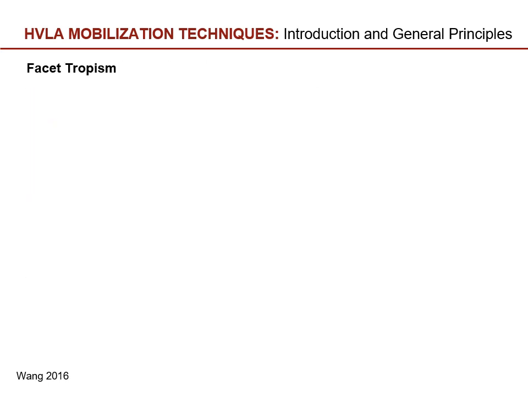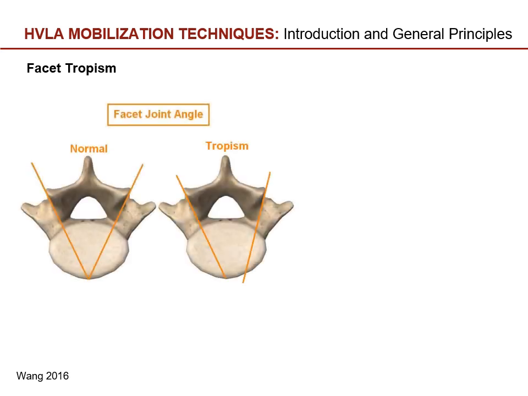So on the last slide, we introduced the fact that facet tropism may be a factor that would otherwise determine the positioning and/or the coupling motions that you introduce. And so if you're familiar with it, great. If you're not, I just want to take a moment and recognize what it is.